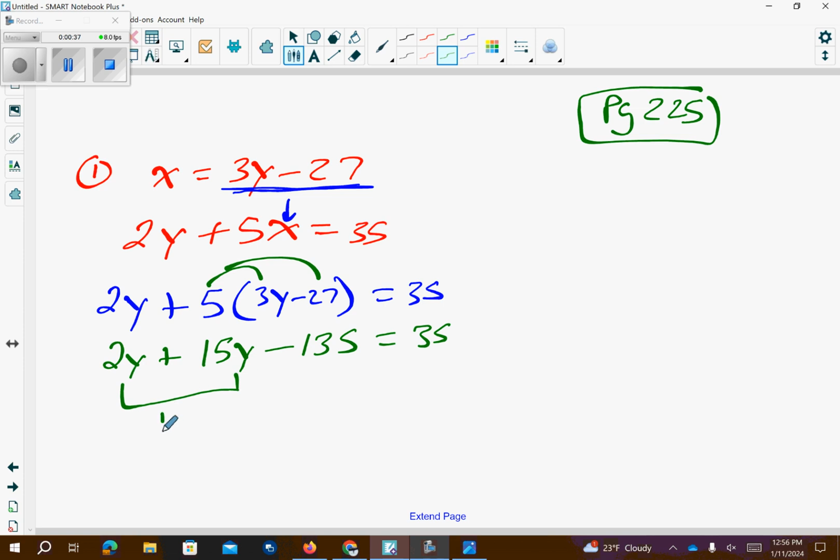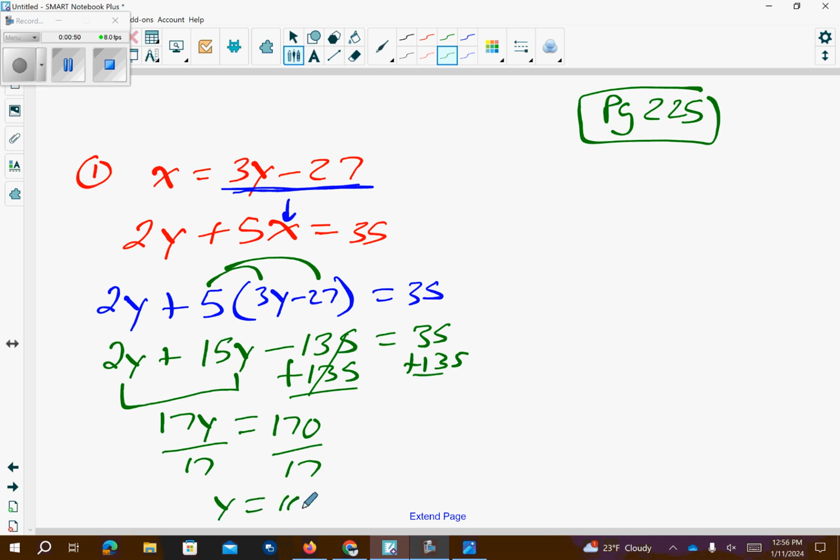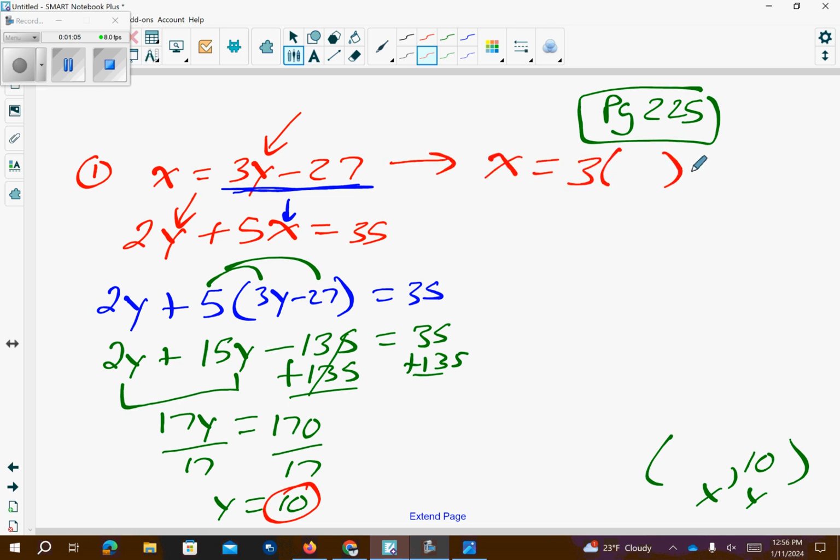Now we're going to combine like terms, and I'm going to add this to the other side. Those cancel. So 35 and 135 is 170. Divide both sides by 17. So I know my y value is 10. So remember, it's x and y. So I'm going to take this 10 and plug it in here or here. It doesn't matter which one. I like the top one because it's already set up as x equals. So that was a y, but now I'm going to put a 10 in there. So 3 times 10 is 30, minus 27, so it gives me 3. There's my answer.